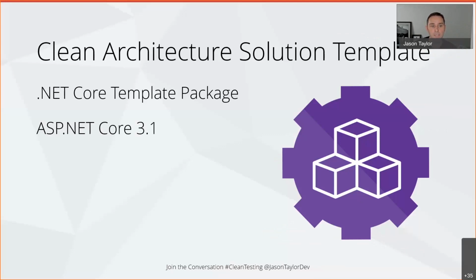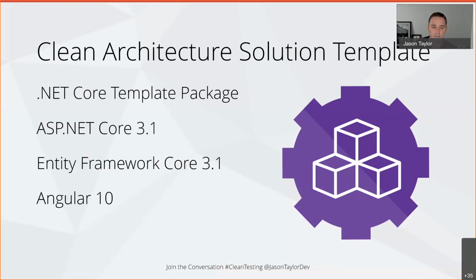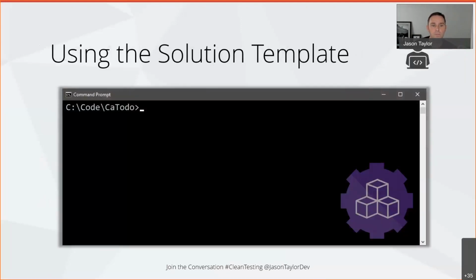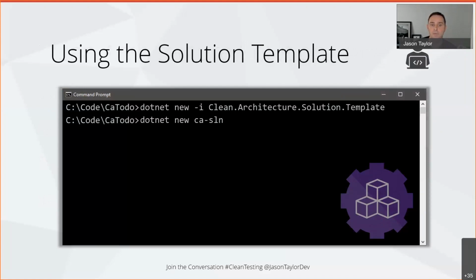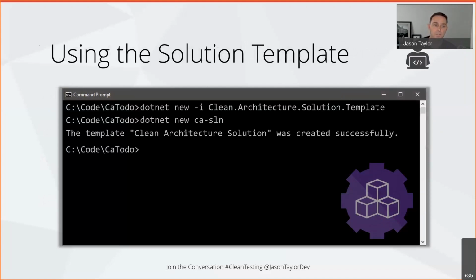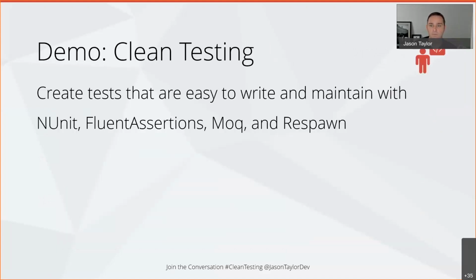It's using ASP.NET Core 3.1, Entity Framework Core 3.1, and Angular 10. If you want to install it, you just run dotnet new install Clean Architecture Solution template from the command line, and then you can simply run dotnet new ca-sln, and that'll create the project for you. Today, we're going to write the demo using that Clean Architecture Solution template. The only difference is that I've deleted the test projects so we can create them ourselves. So let's have a look at that now.